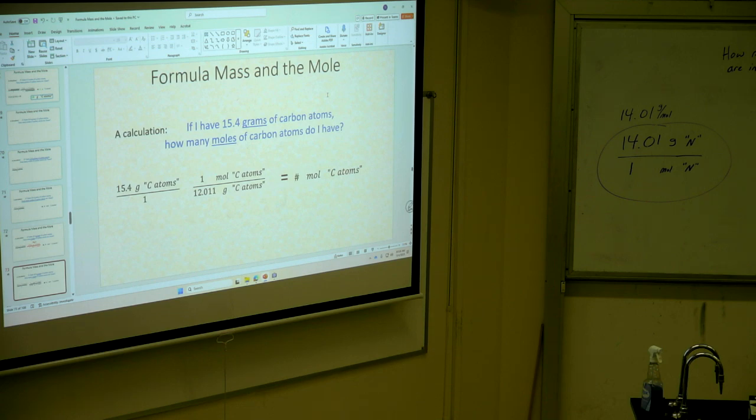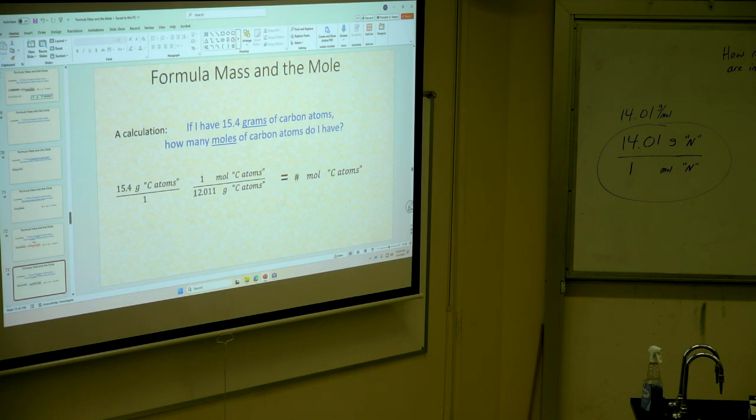On the top there, 15.4 grams of carbon atoms. Again, you could just put C in quotation marks. I don't know why I put atoms here. I did this as a presentation to somebody. I put those in. You make sure grams of C atoms is on the bottom.